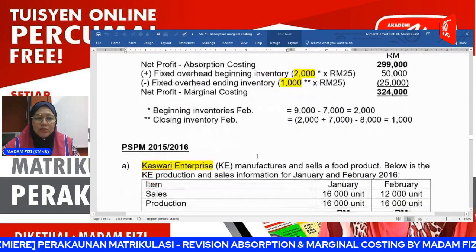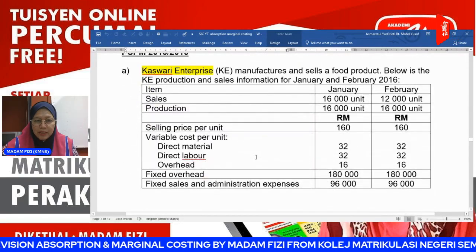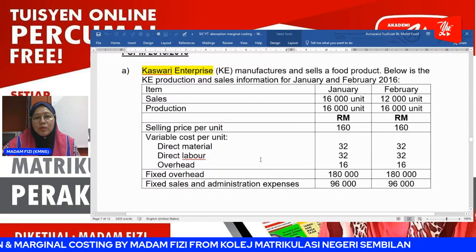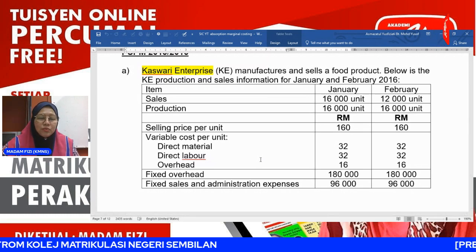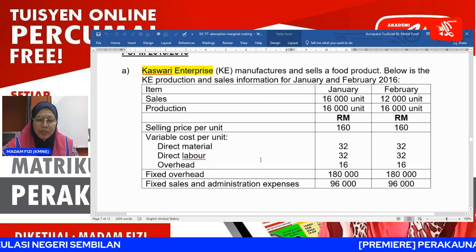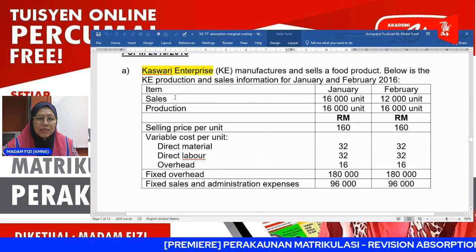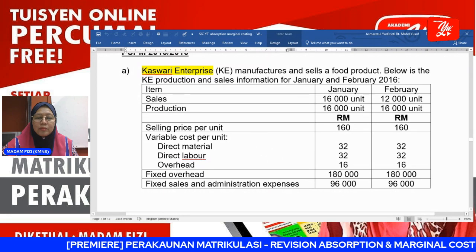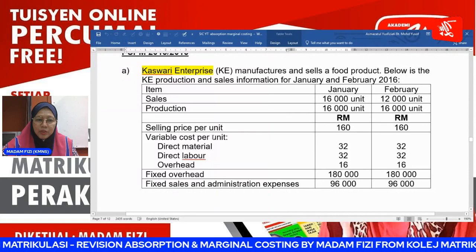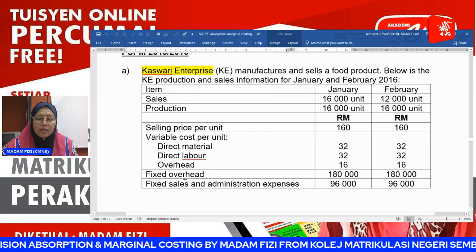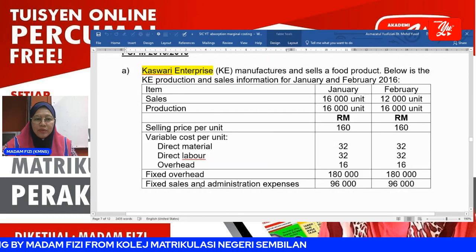Okay, now we proceed to the next question, that is Kaswari Enterprise. Kaswari Enterprise manufactures and sells a food product. Below is the Kaswari Enterprise production and sales information for January and February 2016. Okay, here you can see the sales units, the production units, the selling price per unit, the variable cost per unit, the fixed overhead, and the fixed sales and administration expenses for January and February.